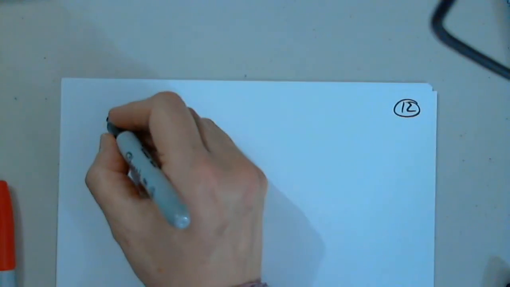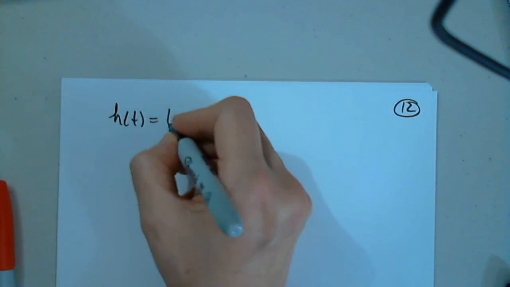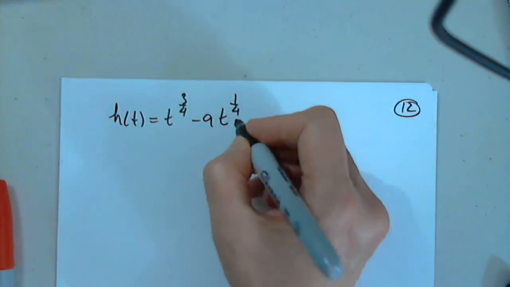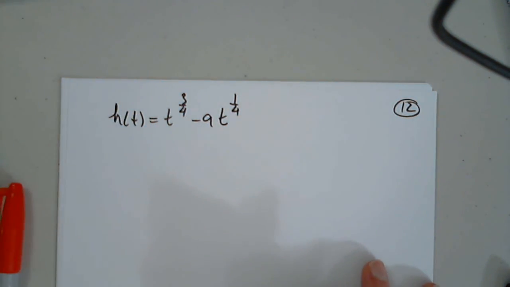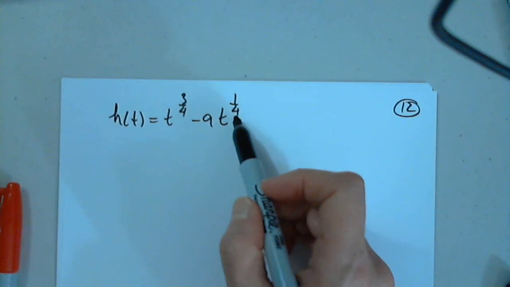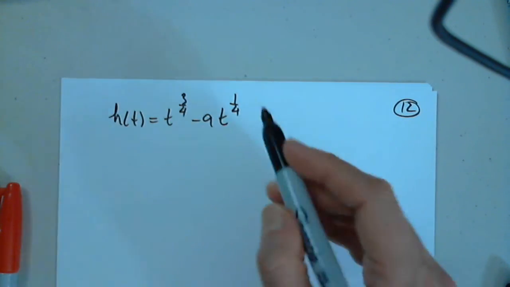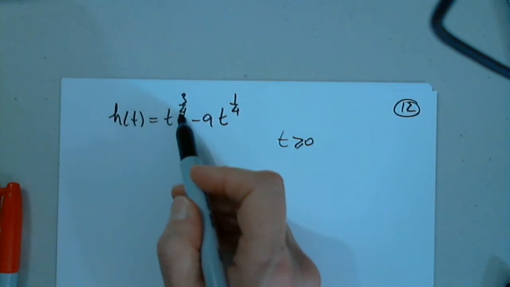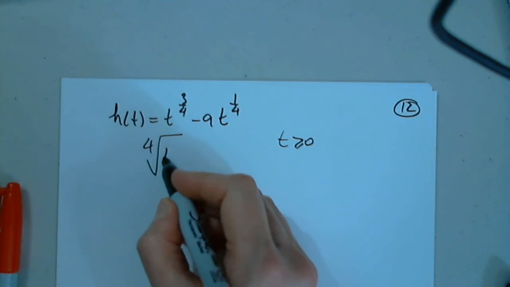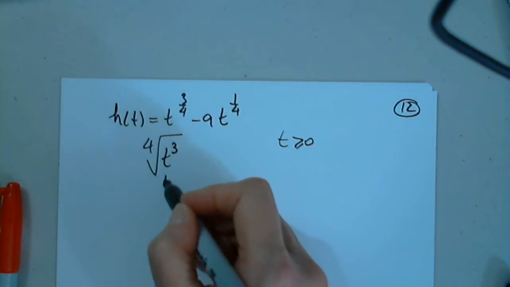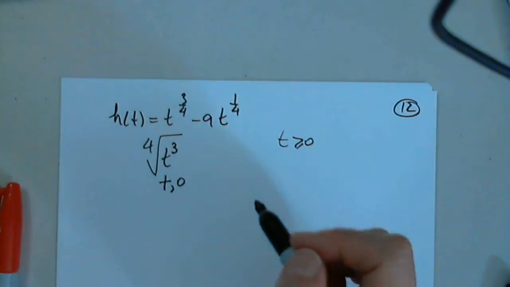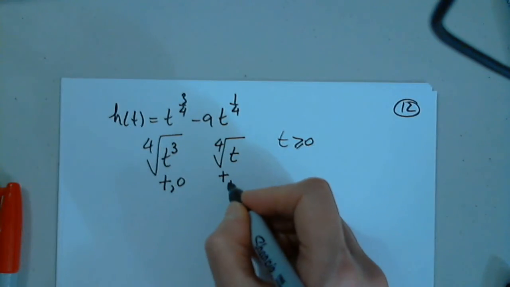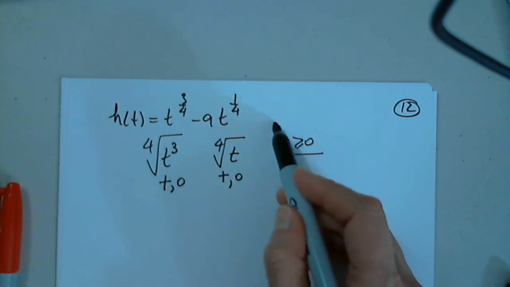Very good. So we have h of t equals t to 3/4 minus 9t to 1/4. Good. So obviously here t has to be greater than or equal to 0, because this basically is the 4th root of t to the 3rd. This quantity has to be positive or 0. And this is the 4th root of t. This quantity has to be positive or 0. So this is the domain of this function.